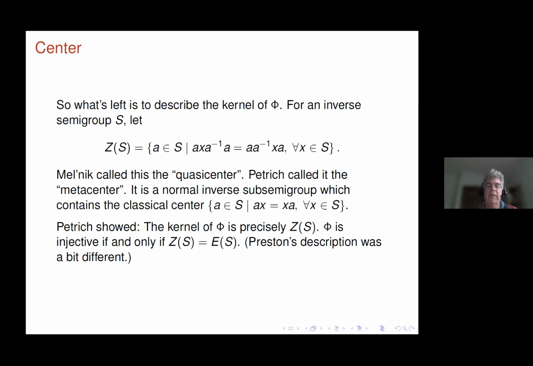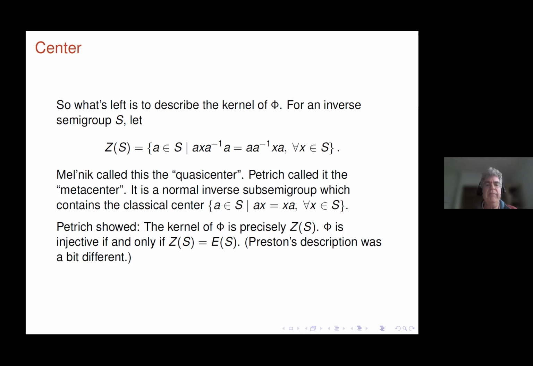Petrich showed, and I think Melnyk did too, although I'm not 100% sure, that the kernel of our homomorphism phi is precisely this Z of S. I'm using kernel in the sense of the previous slide, the union of the congruence classes of idempotents. And phi is injective if and only if Z of S is exactly the semilattice of idempotents. So much for that story. As I said, this is mostly due to Preston, except for terminology and some notation.